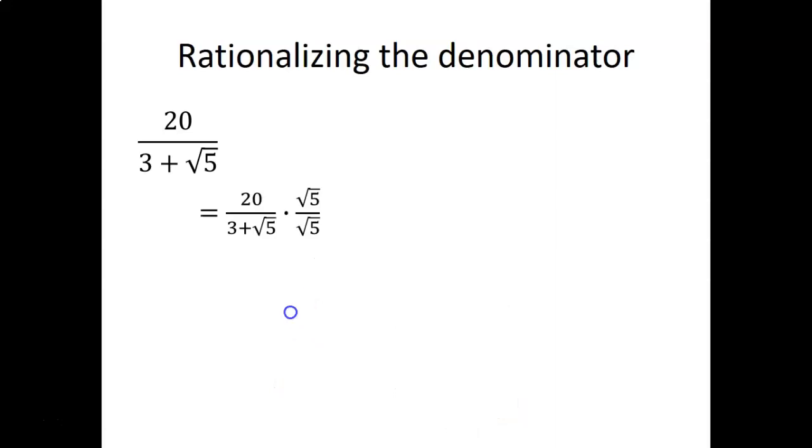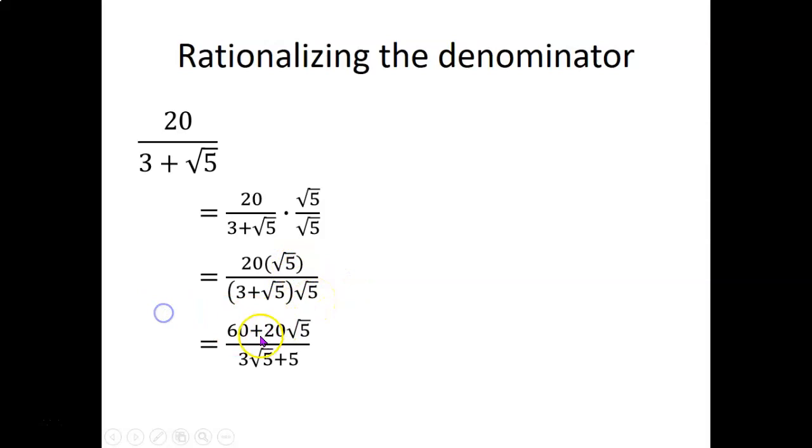Okay, let's try something else. What if we just multiplied by just the square root of 5 on top and on the bottom? Well, then we'd get 20 times, oops, that should say just the square root of 5. Sorry, let me fix. So when we multiply by the square root of 5 on top and on the bottom, now look what we get on the bottom. We have to multiply this out with the distributive property. We get 3 times the square root of 5 plus 5. Still no good. We still have a square root in the denominator.